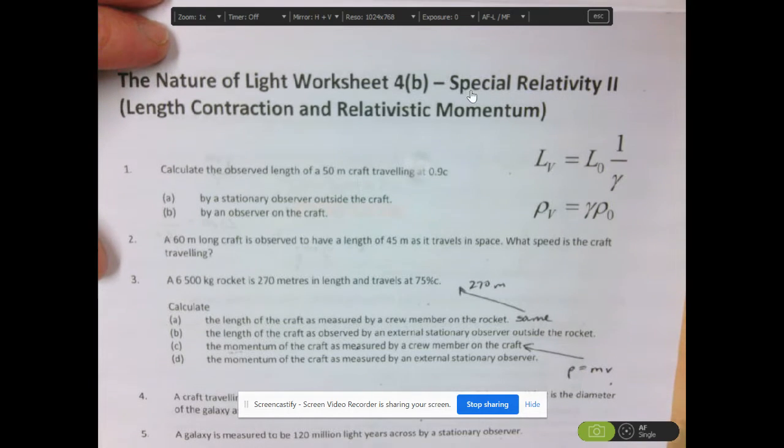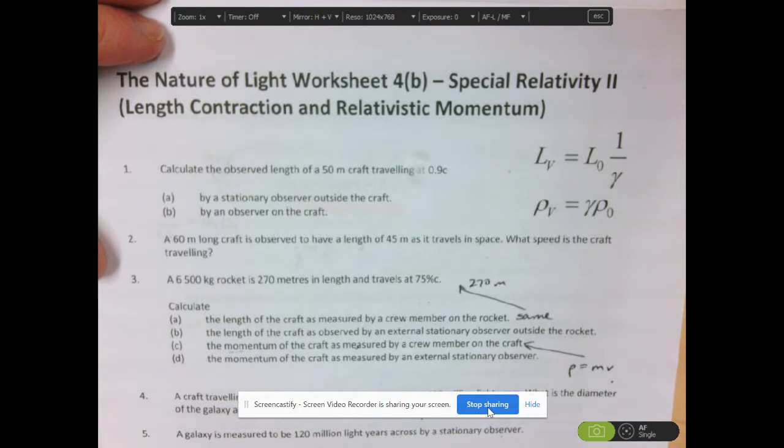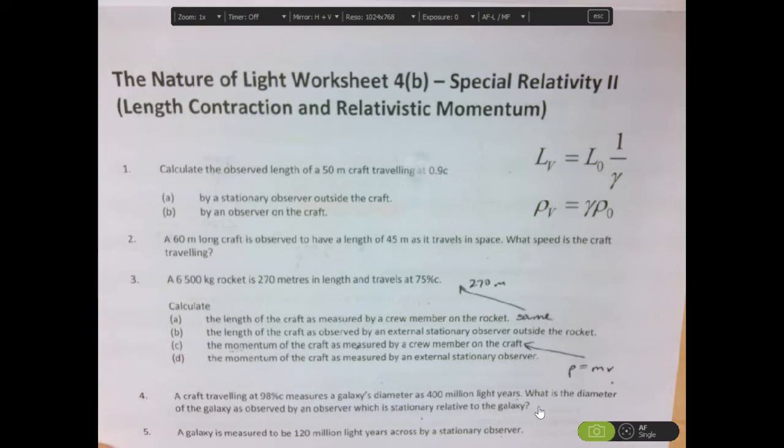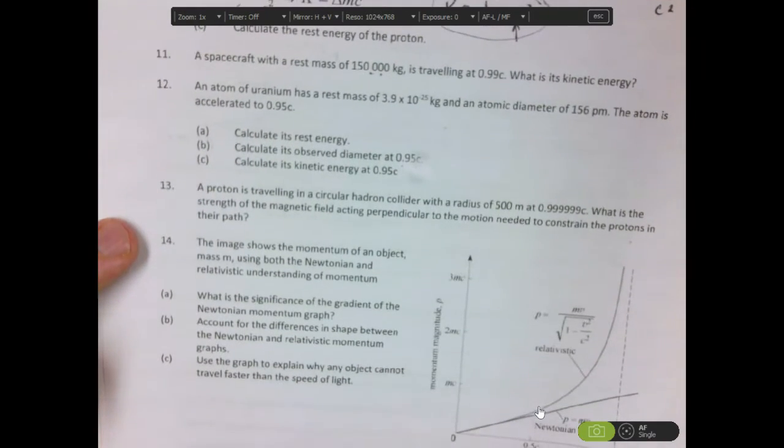Welcome back. This is the continuation of the Nature of Light Worksheet 4B, Special Relativity 2, focusing on length contraction and relativistic momentum. Previously, we have gone from this worksheet up to question 12. We are now going to focus on the last questions, 13 and 14. Right, so let's have a look at question 13.